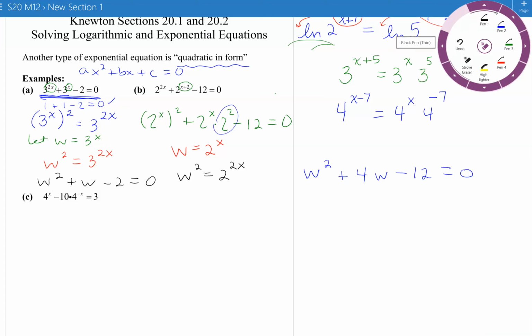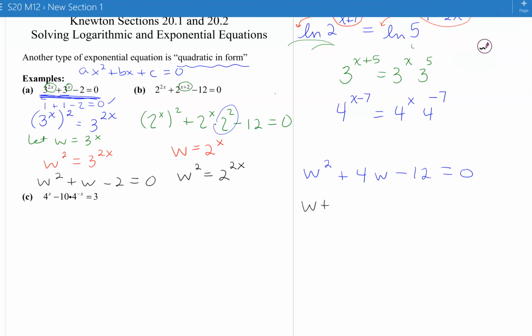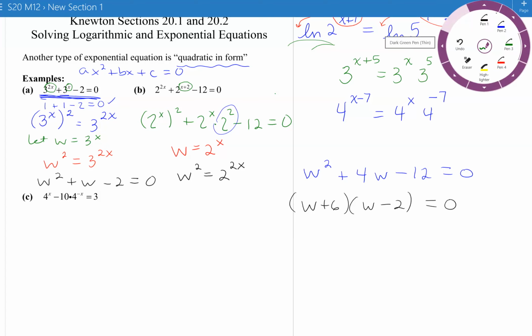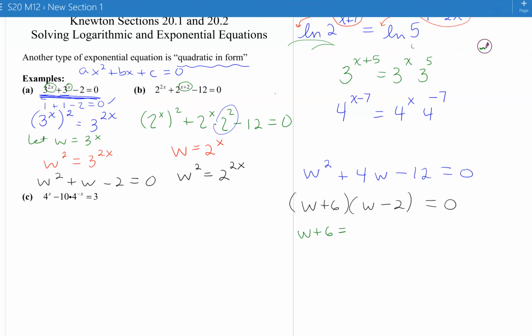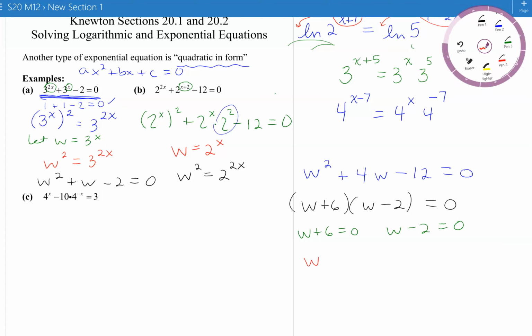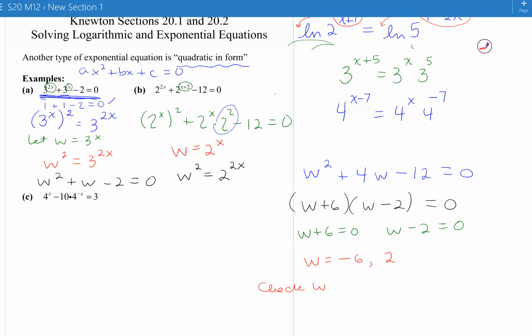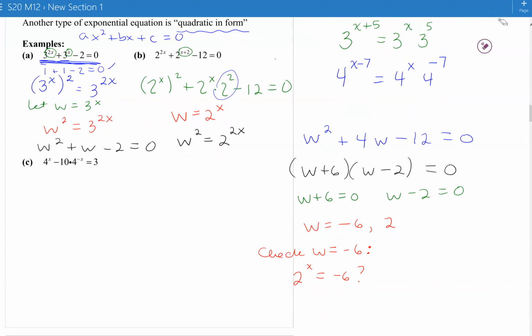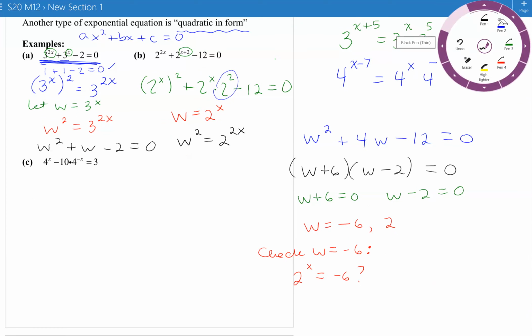Okay, and this looks like something we know how to solve. We'll have w plus 6 and w minus 2. And we use our zero product property. So we get either w is -6 or 2. And I think you're getting the idea that if we check w equals -6, and we're asking, does 2 to the x ever equal -6? That we know now the answer to that is this never happens.